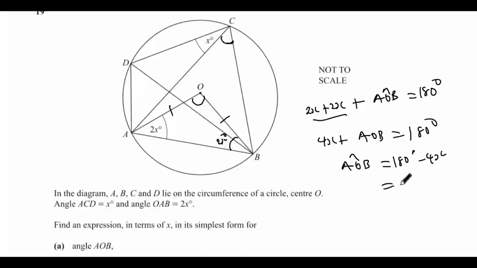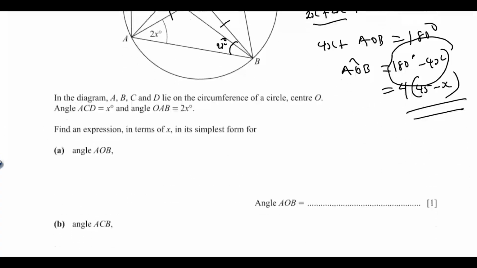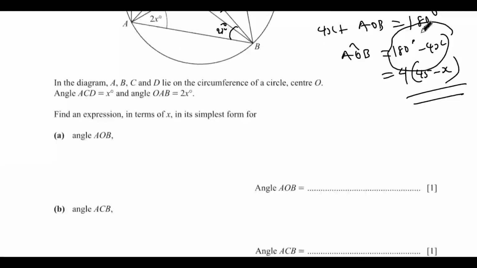Okay, so we can factor out 4 because 4 can go in the 2. So in brackets, that will be 45 minus x. So this is the final answer, but we can leave your answer like this. Okay, so no trouble, you're still okay. I think it's better to leave it like this. So let's write 180 minus 4x.